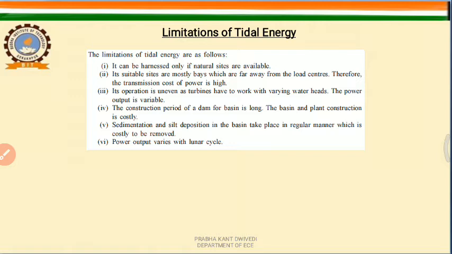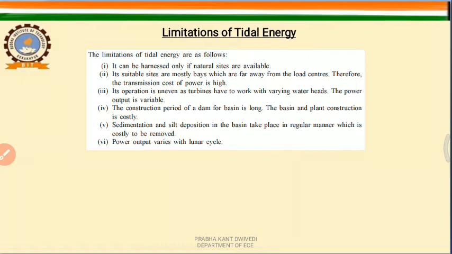Its operation is uneven, as turbines have to work with varying weather and varying water heads. The power output is variable. The power output depends on the level of the tide. In some oceans, tides do not occur, like in the Mediterranean Sea. It does not experience any tide in the whole of the day, not even a single tide. So the water level depends on how strong the gravitational pull is.